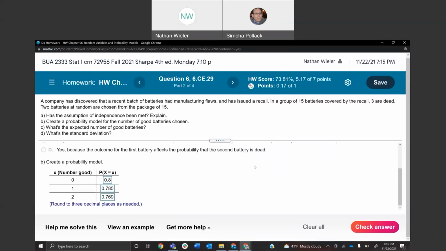Wait, so this is for which one? Zero good. Okay, so zero good basically means no goods. Yeah, I mean, that's the easiest way to look at it. And so again, what you do is you multiply the probability of each. So in order to get zero goods, that means the first battery you pulled out was bad. What's the chance of that happening? 3 out of 15. And then the second battery you pull out has to be bad too. There are only 2 bad batteries left because you pulled out the bad one already, and there are only 14 batteries left, so it's 2 out of 14. So you multiply 3 out of 15 times 2 out of 14.